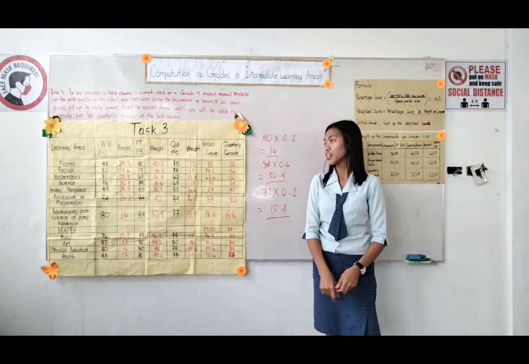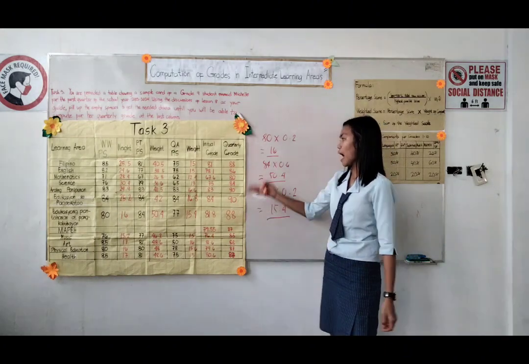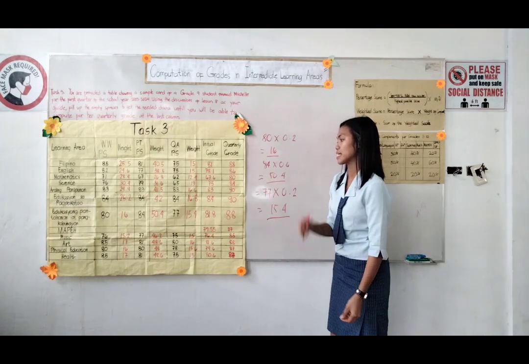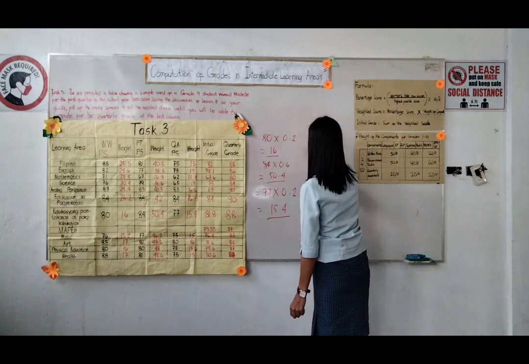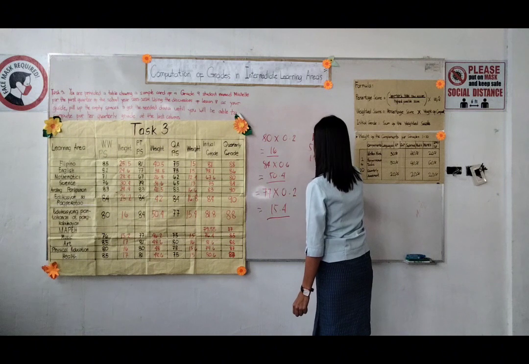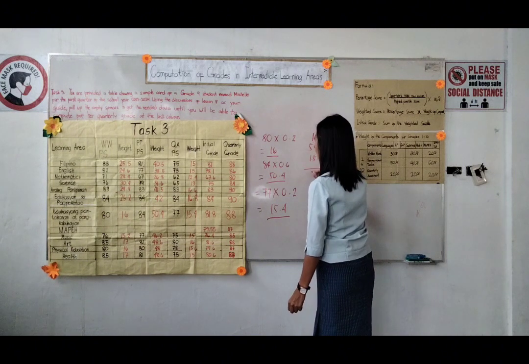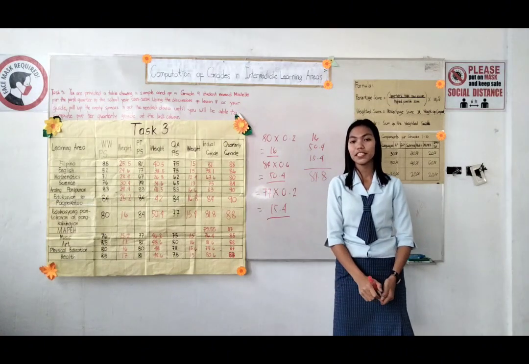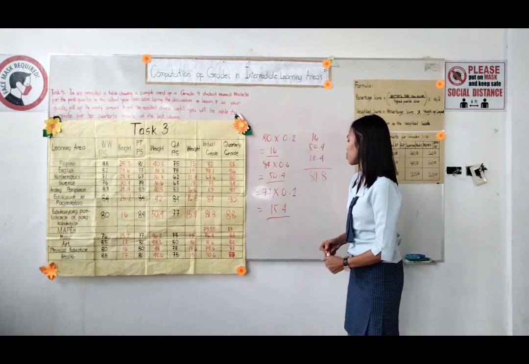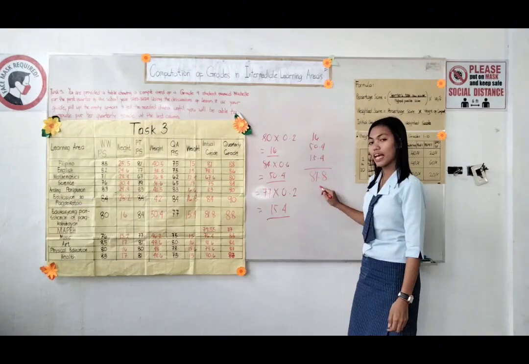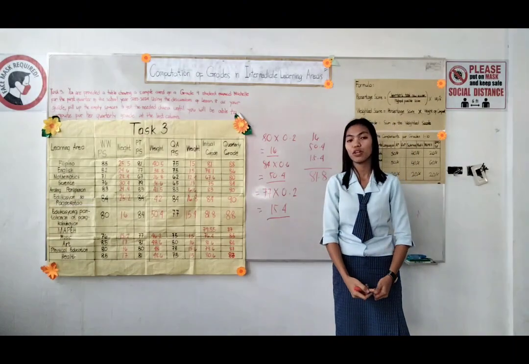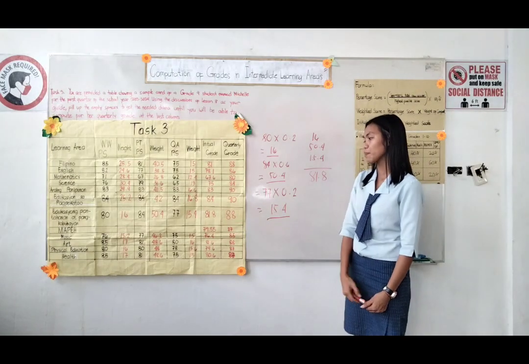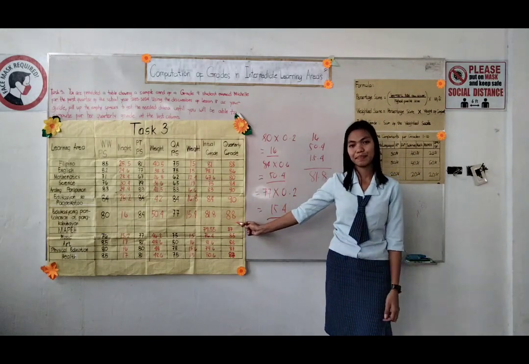In order to get the initial grade, we need to add the weighted scores from written work, performance task, and quarterly assessment. So 16 plus 50.4 plus 15.4 is equal to 81.8. So in order to get a quarterly grade, we need to transmute 81.8 in the transmutation table, which is equivalent to 88. So the quarterly grade in EPP is 88.